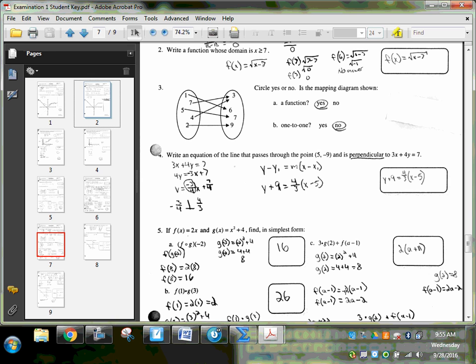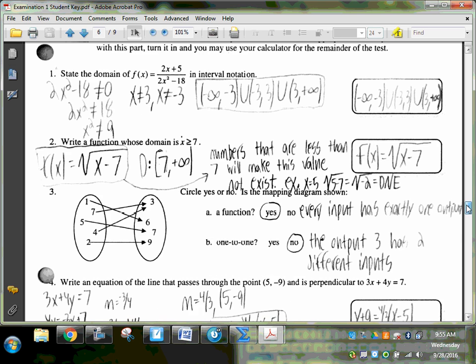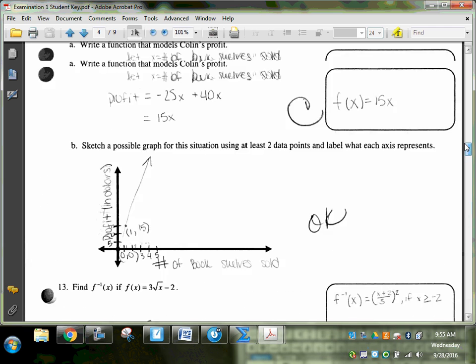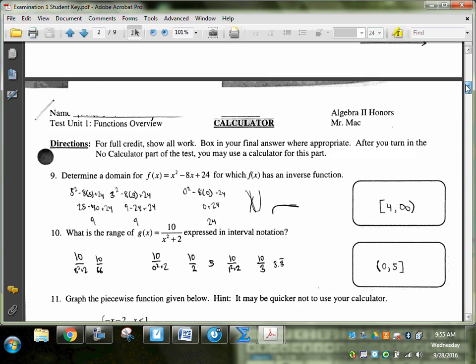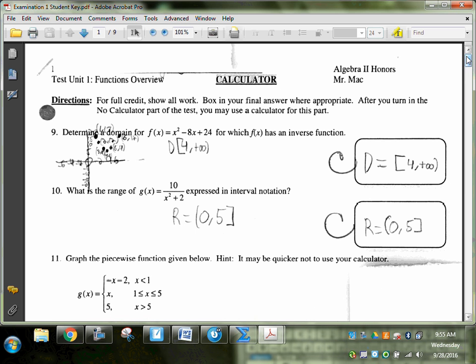Every time that we take a test, I take a random sampling of people who got a perfect page. Where was the one? Here it was. This was someone's, and I think this might have been someone in here, if I remember right. But in any case, looking at this, it says determine a domain for the function for which f of x has an inverse function.